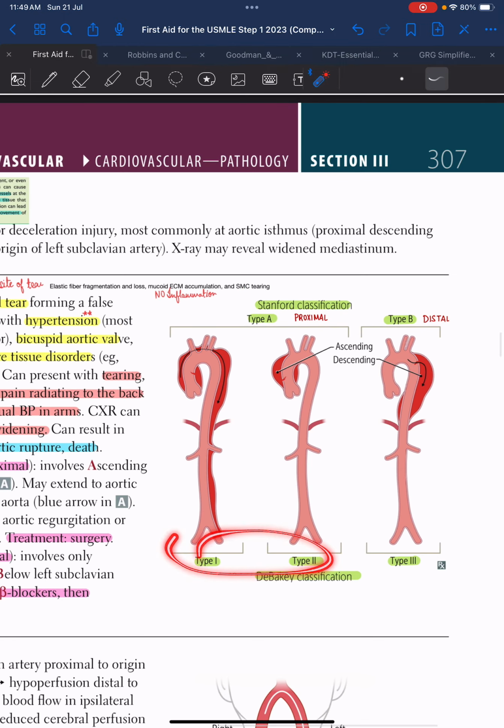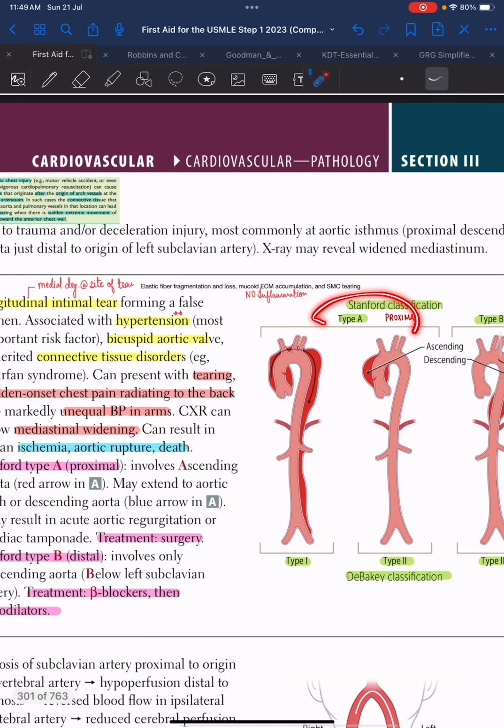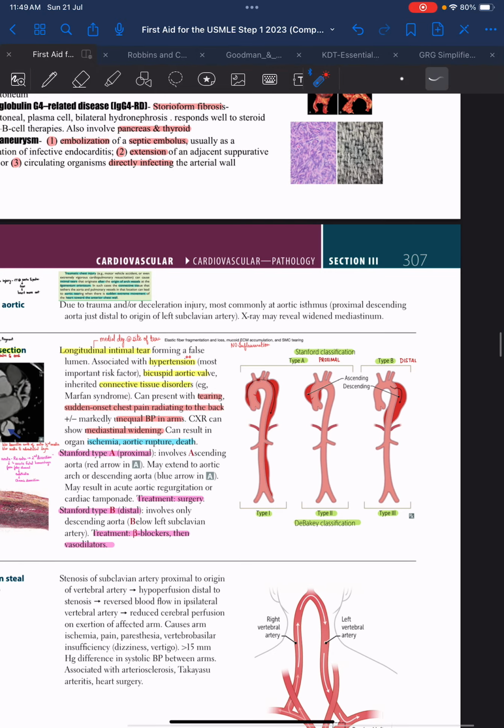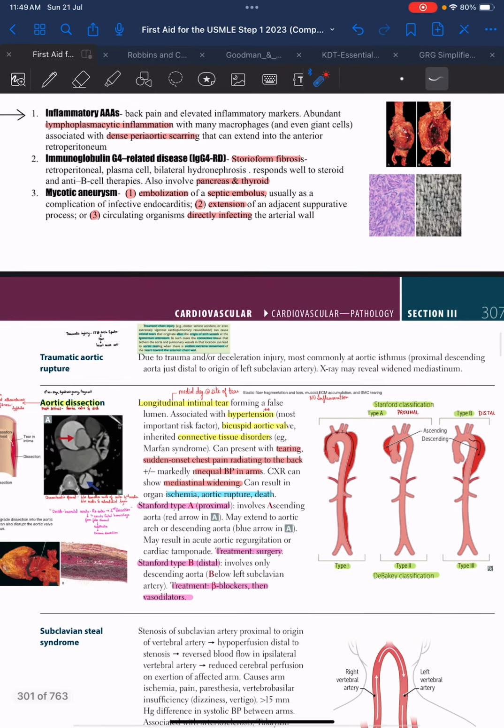Type 1 and 2 combined give rise to type A of the Stanford classification, which involves a proximal tear in the ascending aorta. Type B involves a distal intimal tear, which is basically the descending aorta. In type A, the definitive treatment is surgery, whereas in type B we give beta blockers and then vasodilators.